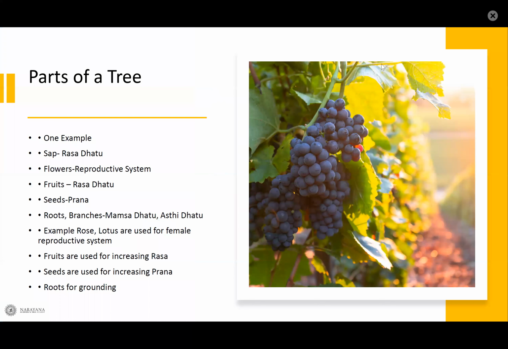So what parts of a tree will we use? The sap of a tree is good for rasa dhatu. Can you give me one example of any sap from a tree? Can you think? Awesome. Oh, maple is nice and cooling, but it is also good for rasa dhatu. Why? Because it's the same. Literally, maple is the rasa dhatu of the maple tree.